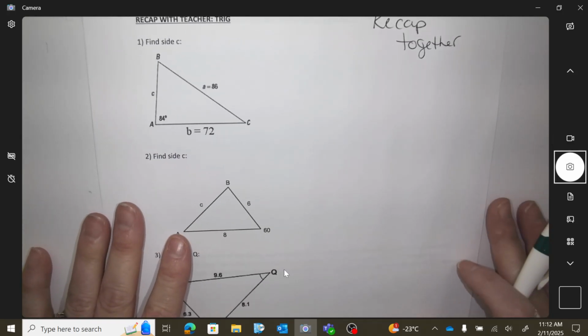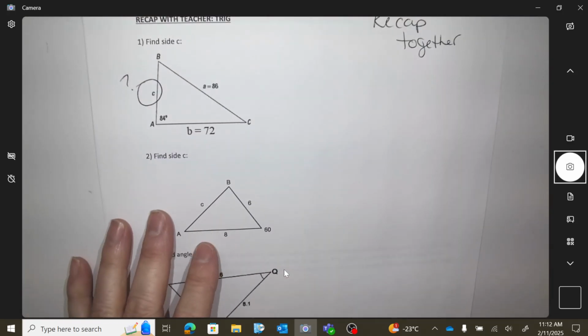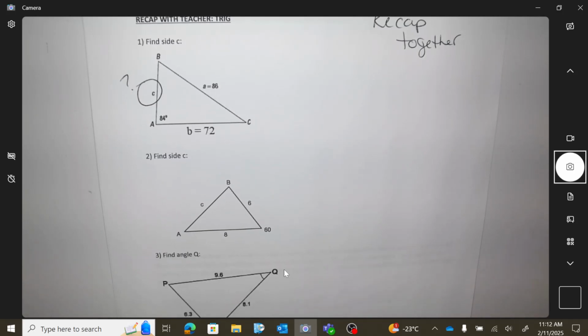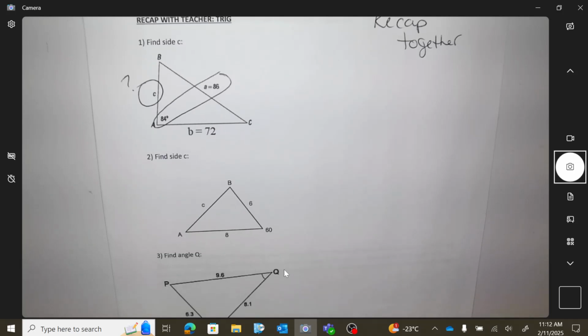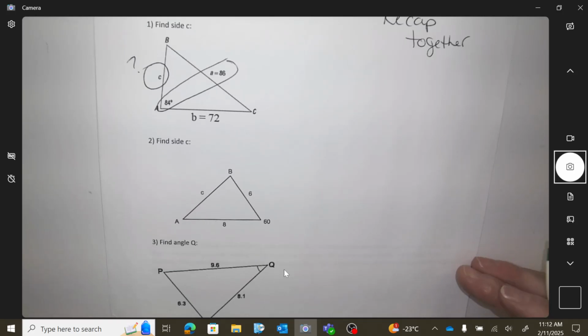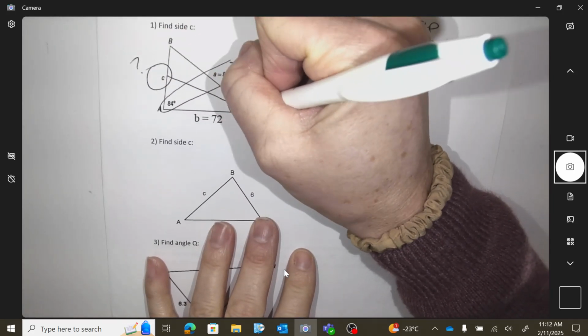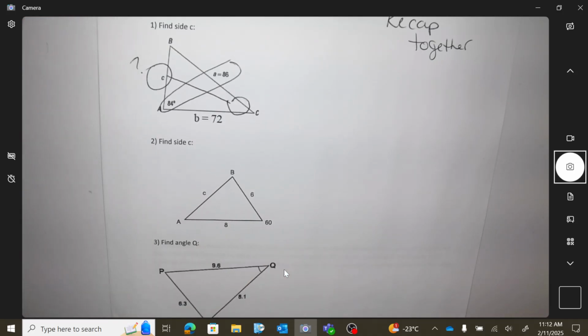Okay, so find side C. So this is what I'm doing. I'm going to ask myself, what do I see? Do I find any pairs? SAS, triple S? Those are kind of the big questions. So I have a pair. So I'm going to use sine law, but this is kind of awkward. Why? Because it doesn't work with that pair. So I need a different idea.